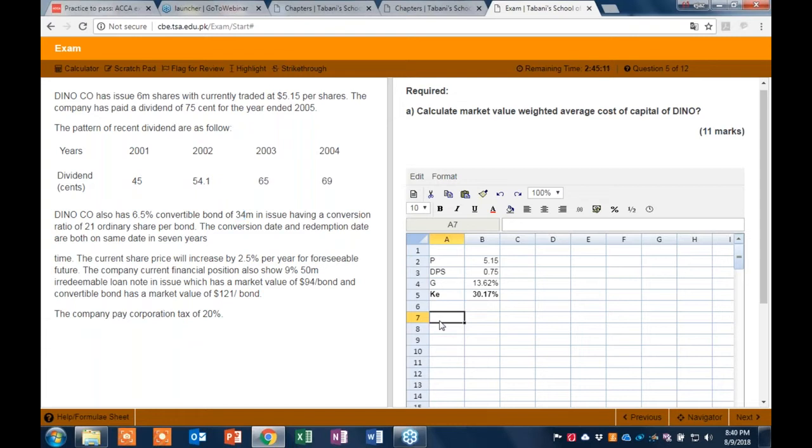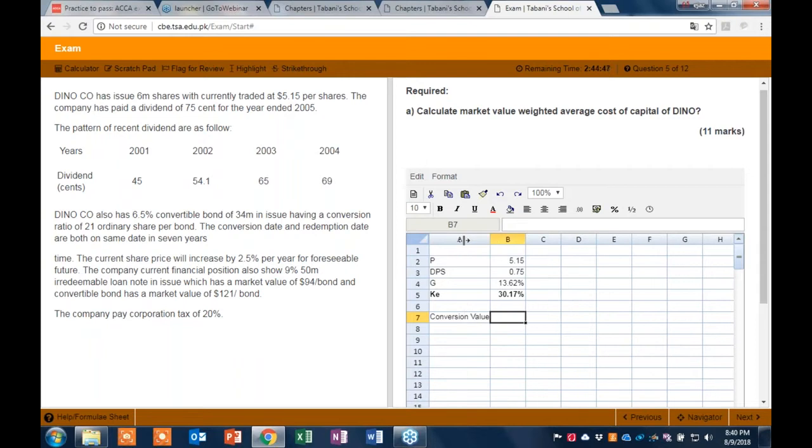As you know, in case of the convertible debts, first we need to find out what is the likely decision from the investor's point of view. So may I know what's the conversion value in 7 years time? What is the expected conversion value in 7 years time? What's the current price per share?